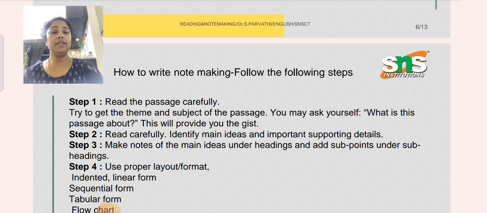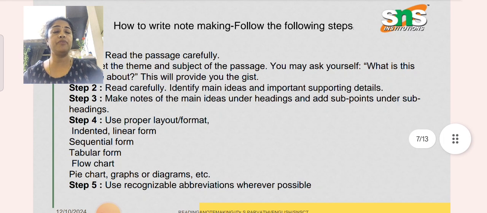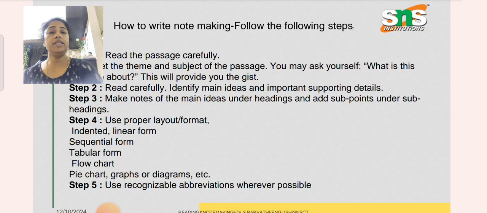Properly read the paragraph, because once you deviate from the syllabus or the lesson, you cannot complete it. So you have to do all those things before taking up note making. Look at this.